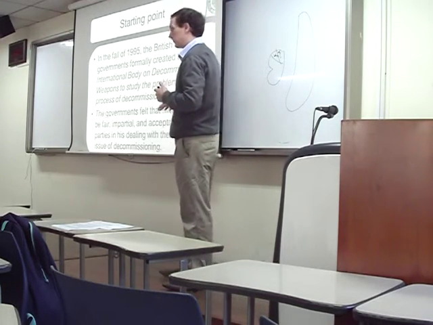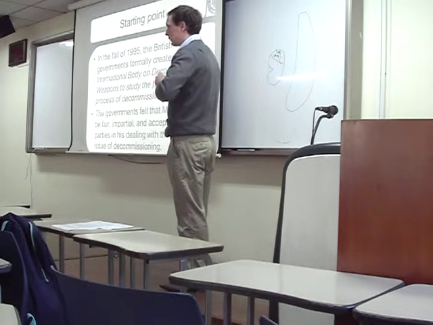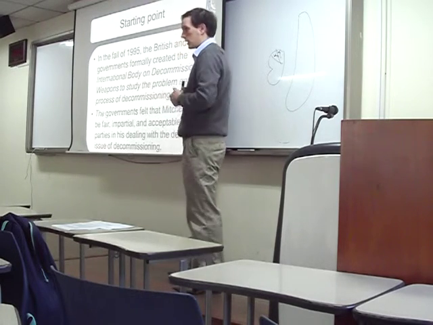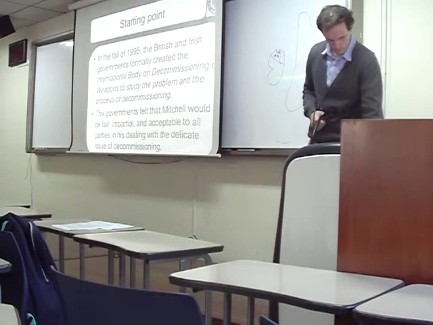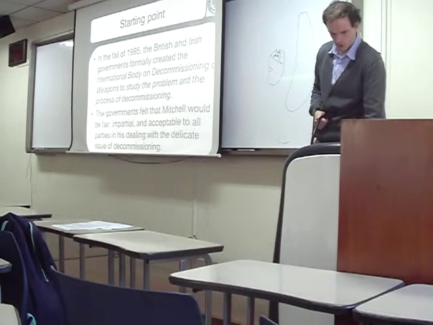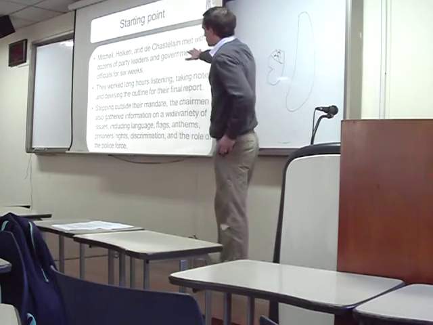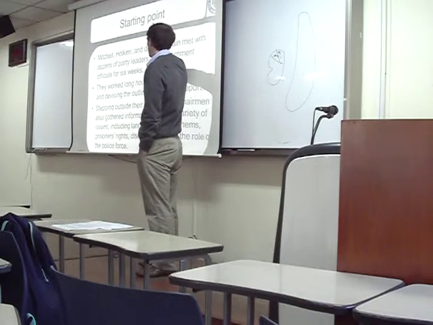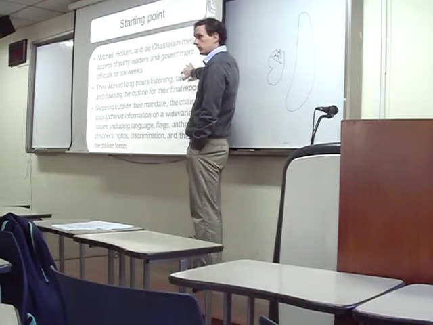So the governments appointed this guy Mitchell. They thought he would be fair, impartial, and he was acceptable to all parties. So when we have a mediator, they should be acceptable to all parties. Okay? If we got some Irish politician from the US, they're not going to accept him, right? So this guy is neutral. So what did they do first? He and his two co-workers met with dozens of party leaders and governments for 6 weeks. So they met privately with the party leaders and the governments, okay?